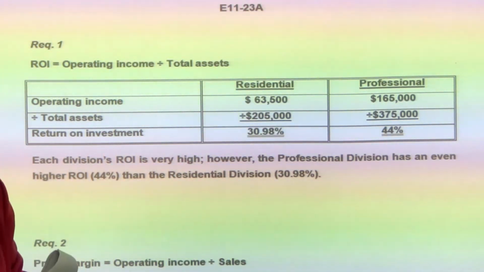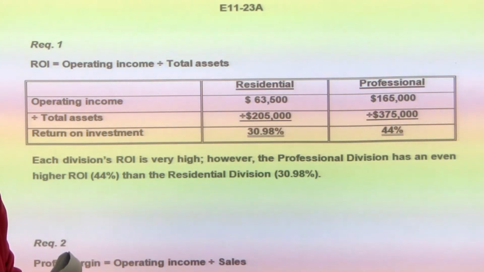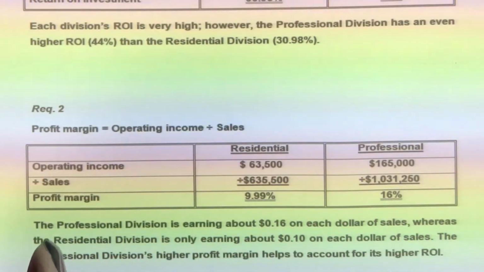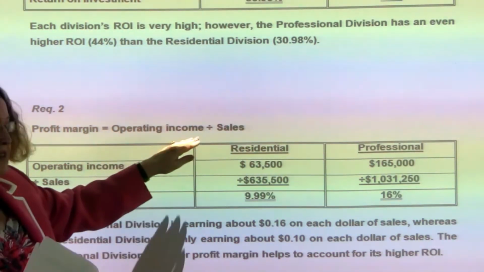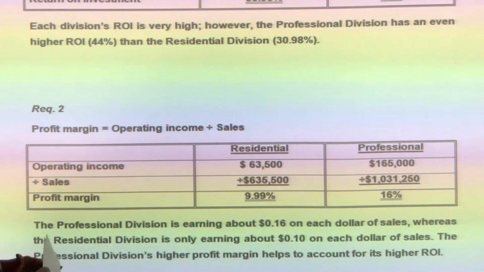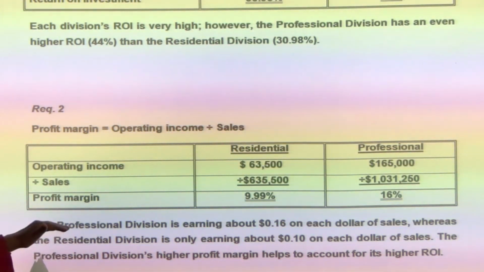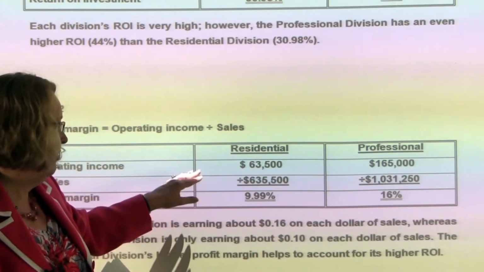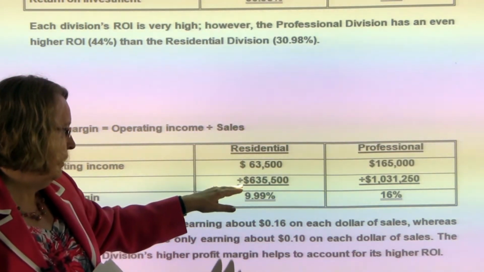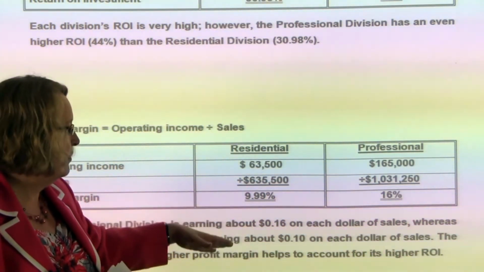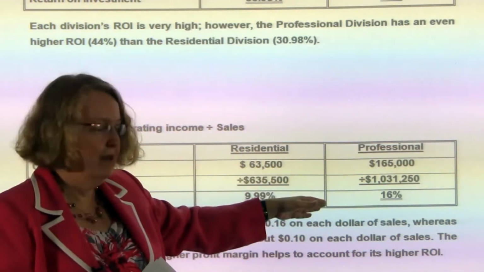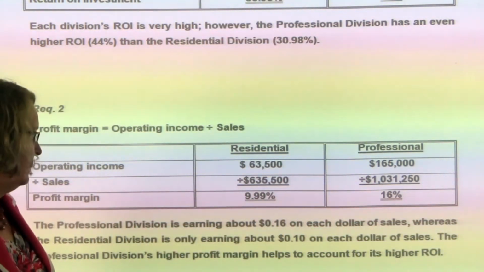The second requirement here is to calculate each division's profit margin. So your profit margin, that is defined as operating income divided by sales. And again, that's another formula that you're going to have to memorize. So for residential, operating income was $63,500 and the sales were $635,500, so 9.99, almost 10% profit margin. And for professional, same calculation. Profit margin here was 16%.